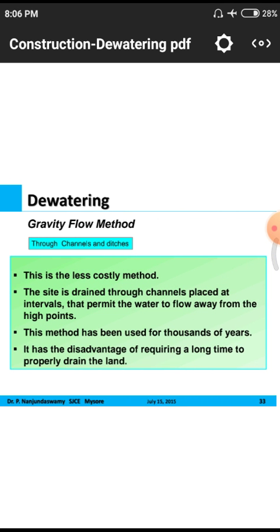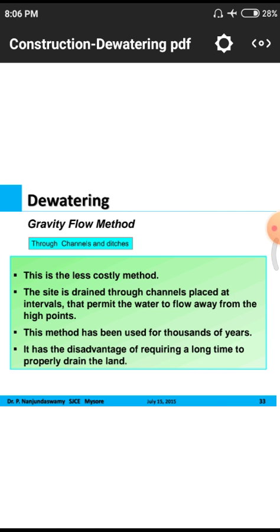First one, gravity flow method. So what is a gravity flow method? How do we associate this gravity flow method with decreasing the groundwater flow? First of all, this is the less costly method. That means we need to spend less money.